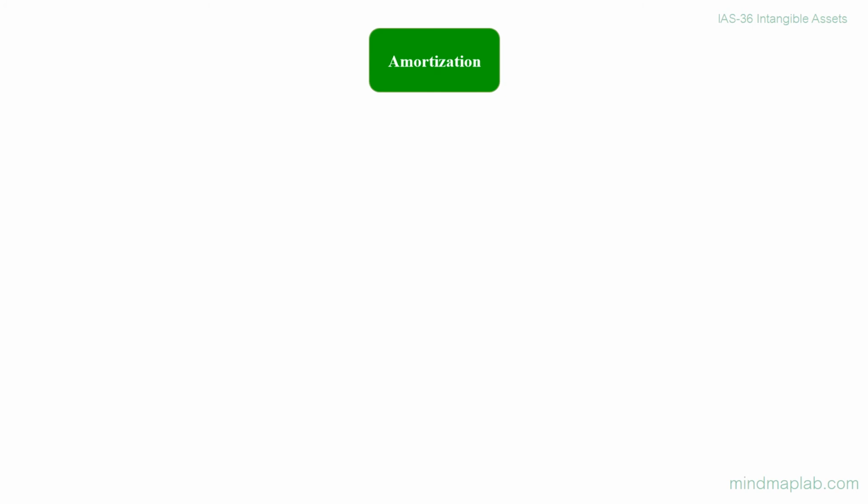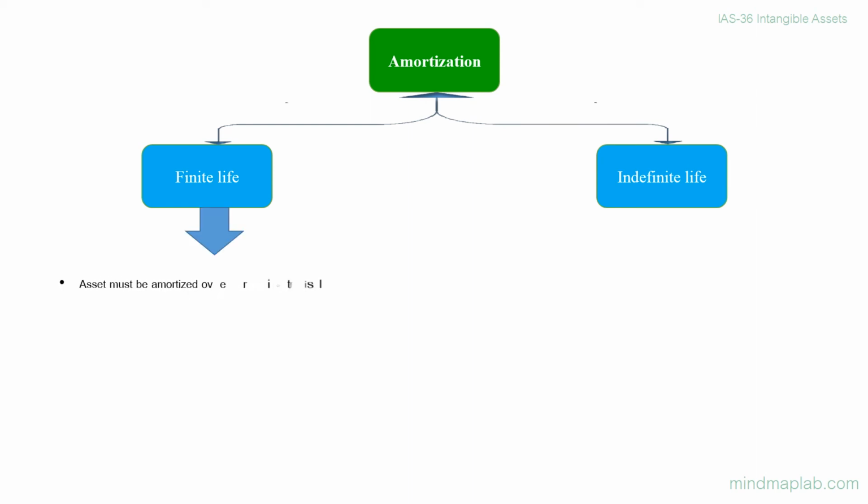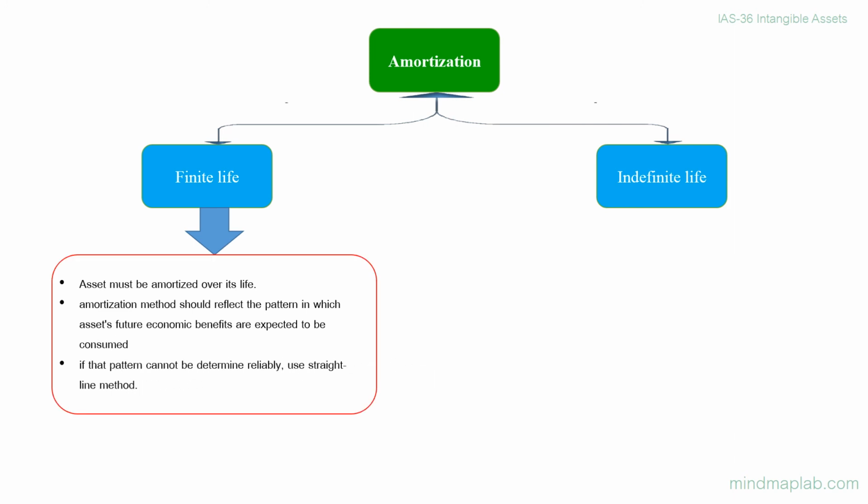Amortization of intangible assets. With finite life or indefinite life. Finite life: the asset must be amortized over its life. The amortization method should reflect the pattern in which the asset's future economic benefits are expected to be consumed. If that pattern cannot be determined reliably, use the straight line method.